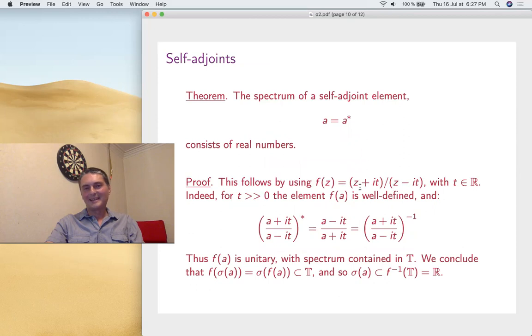Now, the point is that if you have things for unitaries, you can pass to self-adjoints, using this function here, (z plus it) over (z minus it) with t real. So when t is real and big, f of A is well defined and it's clearly unitary. So the spectrum is in the circle. Now by getting back via f, again the spectrum consists of real numbers.